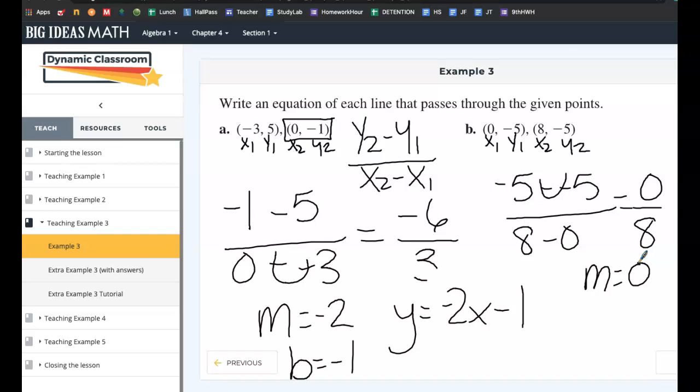So I have y equals 0x plus, we're looking for the coordinate point where x is 0, so that it crosses the y-axis. The y, where it crosses the y-axis, is negative 5, so plus a negative 5. Again, 0 times anything is going to be 0, therefore y equals negative 5.